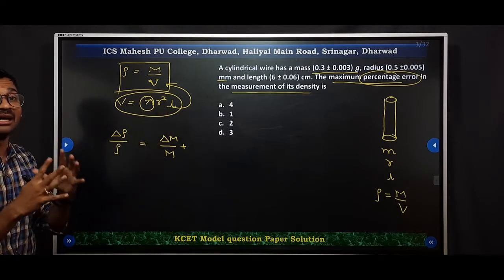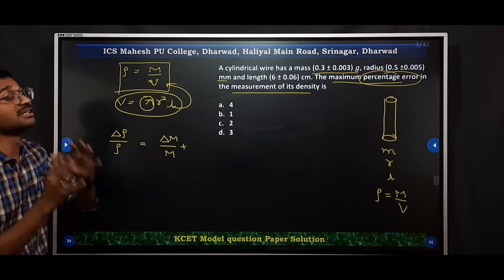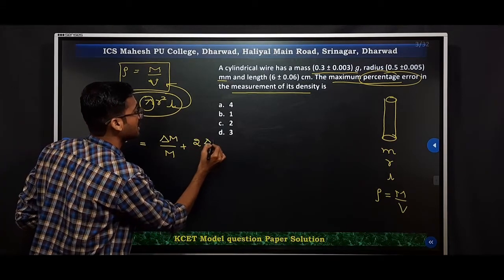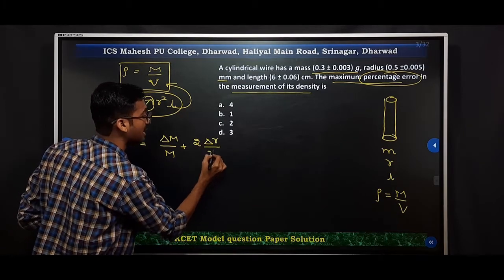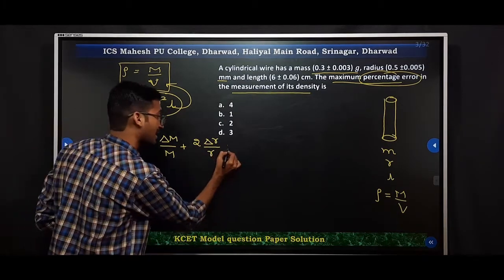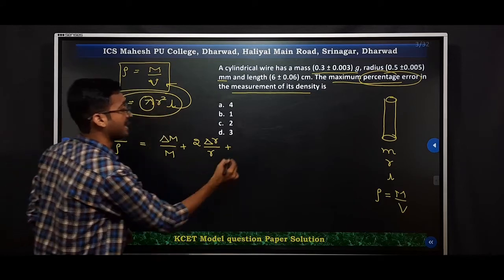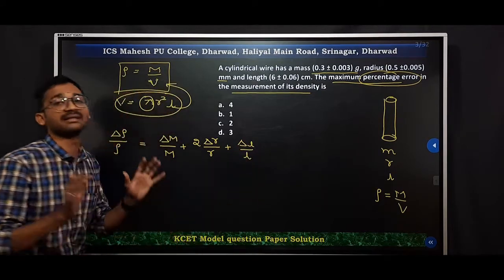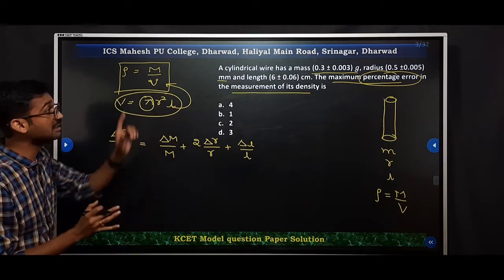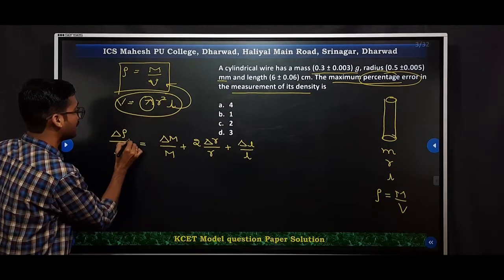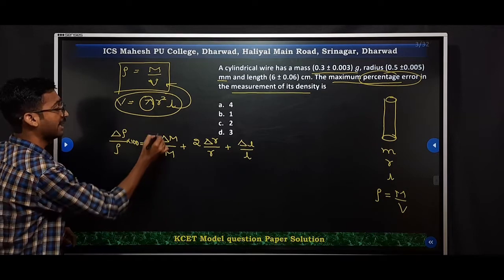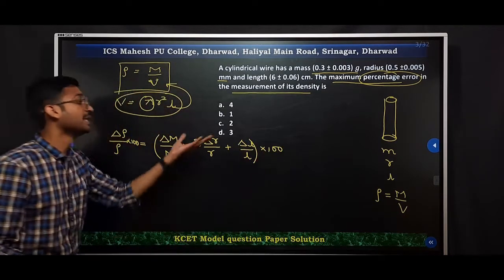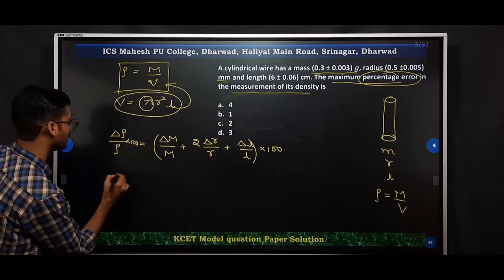From the idea of the sum of the errors, we can write here 2 times delta r whole divided by r, plus thereafter we have the length, delta L divided by L. As we need the percentage error, multiply by 100. Now go on and substitute the values here.